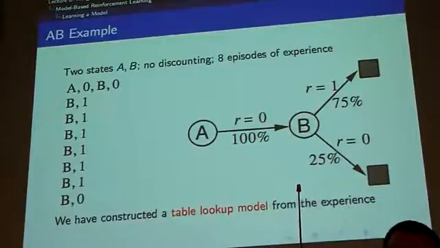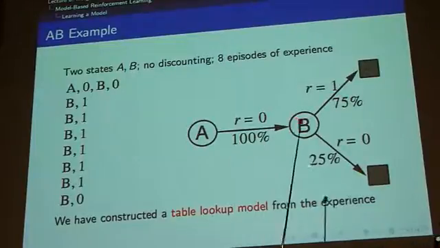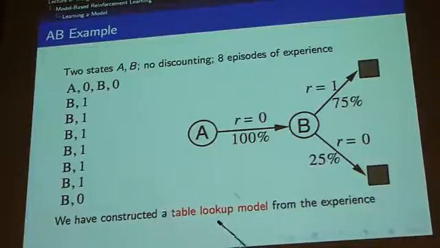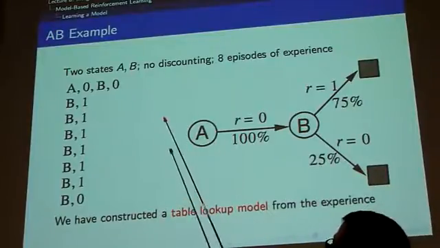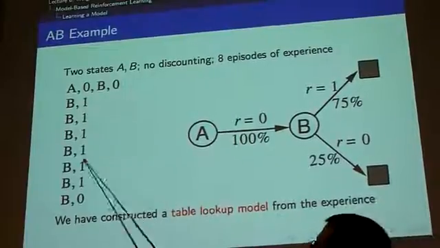Okay, so you might recall this example from an earlier lecture. I'm going to use it for a different purpose, so empty your mind of how we were using this before, and let's come back to this example again. It's a very, very simple example. There are two states, A and B, there's no discounting, and you see these 8 episodes of experience.